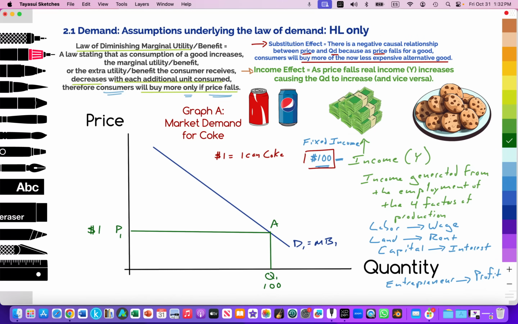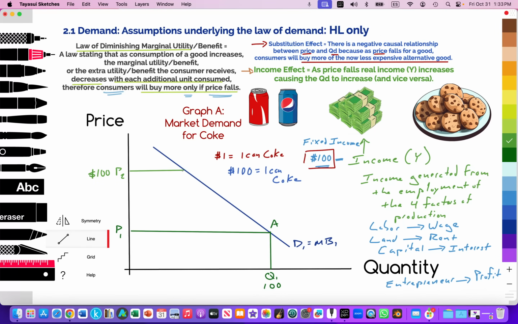Fine. What happens then if the can of Coke now is $100 for 1 can of Coke? How many cans of Coke can you buy with your fixed income of $100? Oh, I can only consume 1 unit. So at the higher price of P2, let's say being equal to $100, you can only consume 1 unit. You're at Q2, only 1 can of Coke, you're at point B. That's a movement along the demand curve from point A to B due to a rise in price leading to a reduction in the quantity of demand.